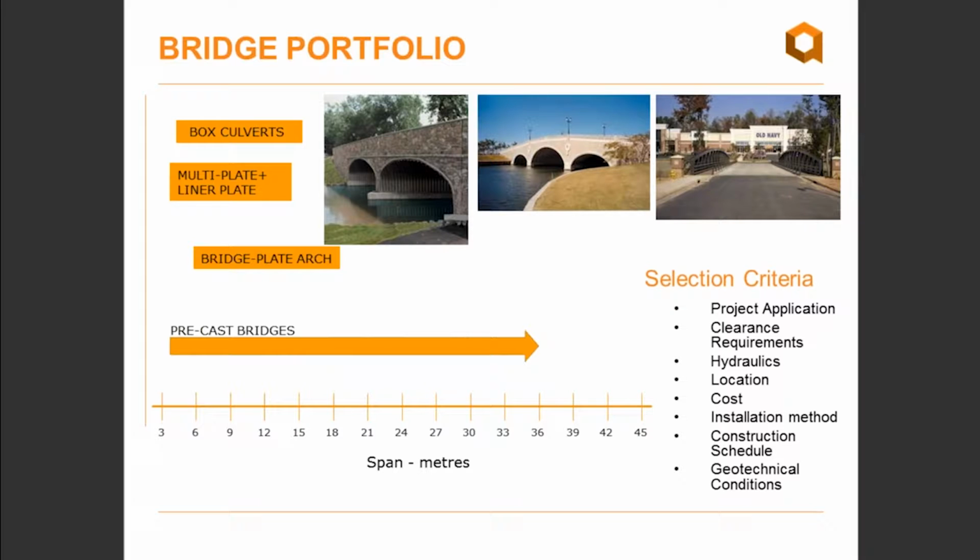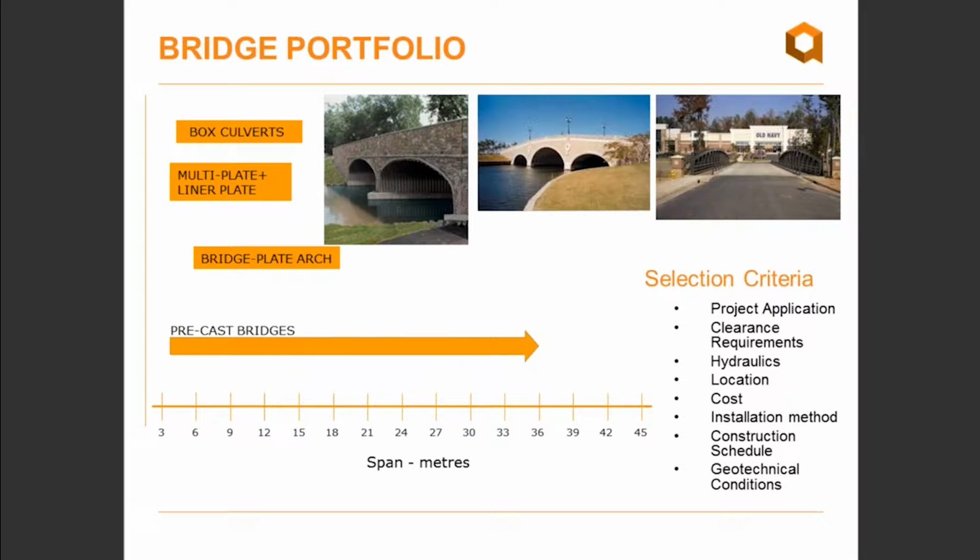Hydraulic conditions and considerations are also very important in water crossing applications, as well as the location and installation methods for these projects. For instance, if the project is located in a remote location where mobilization of heavy equipment is a challenge, this may warrant the use of lighter material that can be installed with lighter equipment.